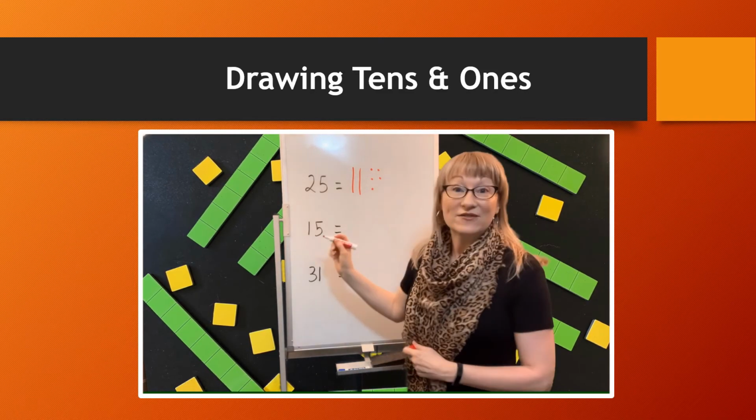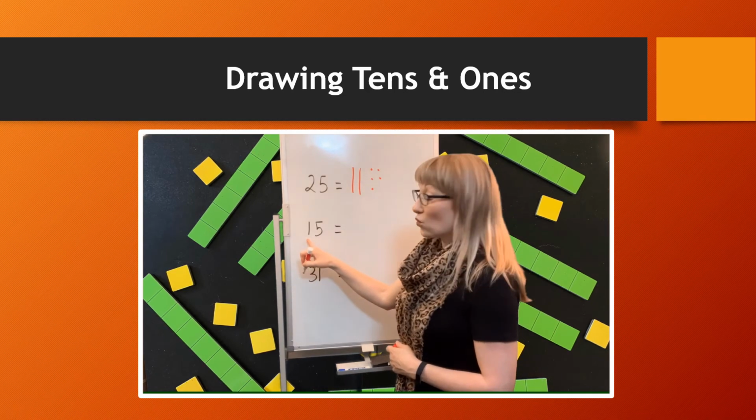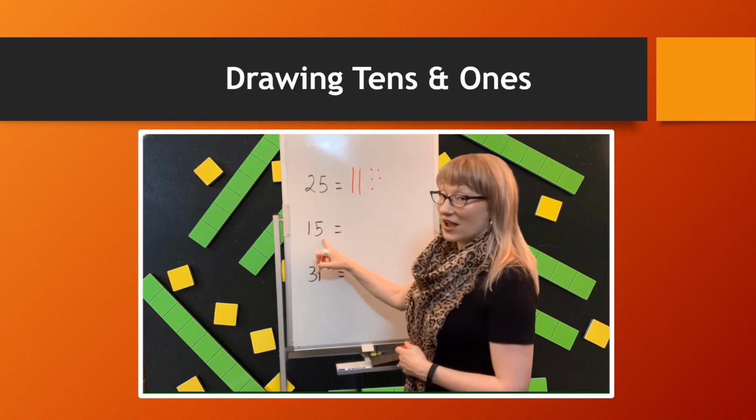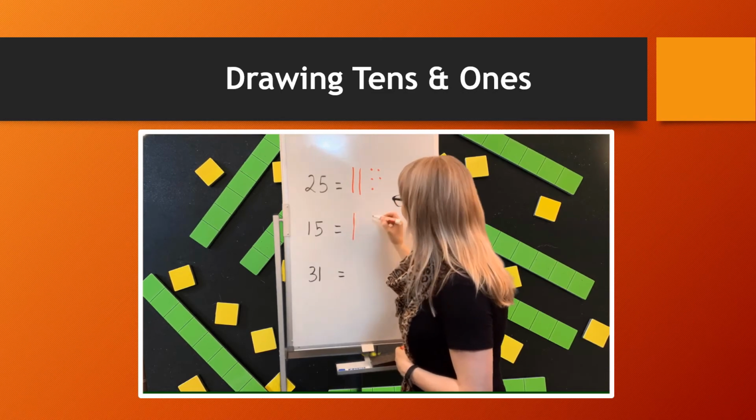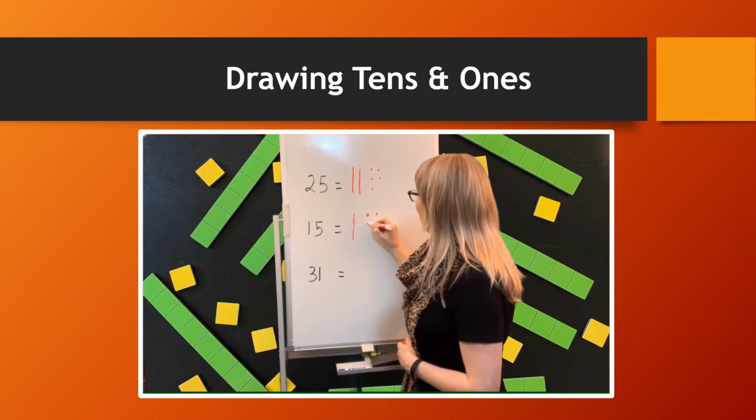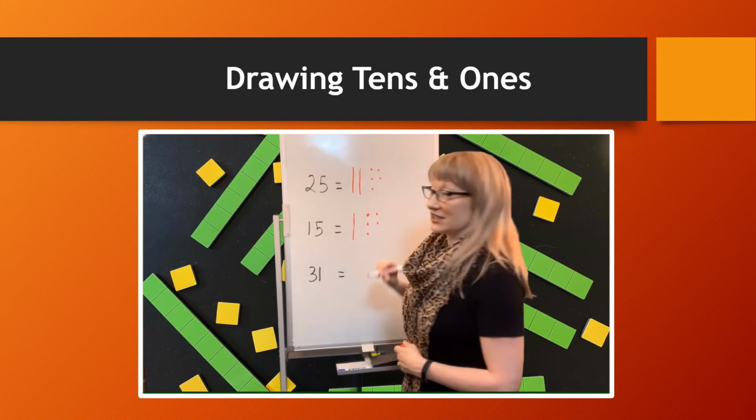The next one, 15. 15 has 1 ten and 5 ones. So 10, 11, 12, 13, 14, 15.